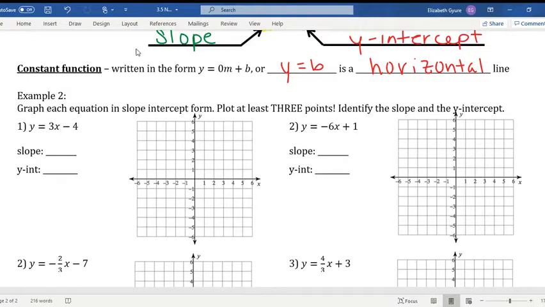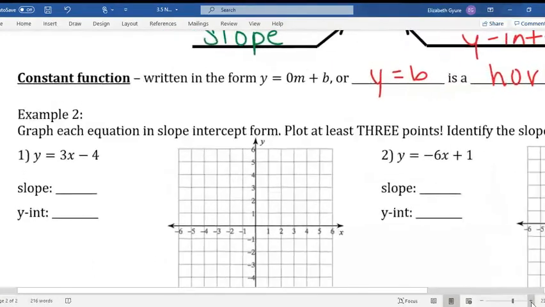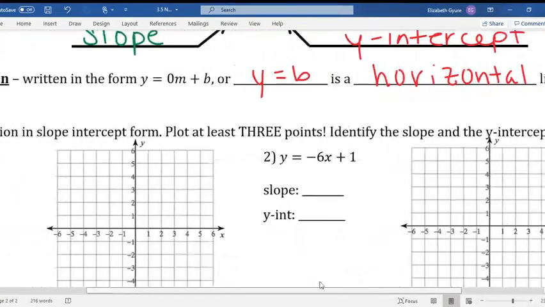Okay, so we are going to graph each equation in slope-intercept form. We're going to plot at least 3 points. 2 points is okay when you're doing standard form because you just find your x-intercept, your y-intercept. That's really all you have. 3 points is a lot more accurate though. So we're going to plot at least 3 points and we're going to identify the slope and the y-intercept.